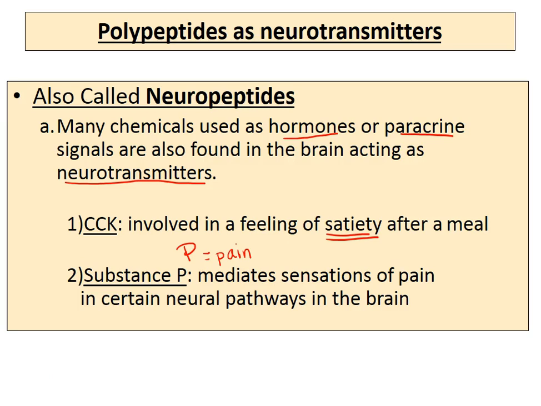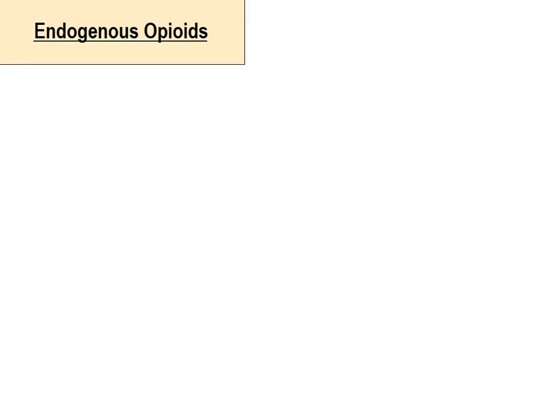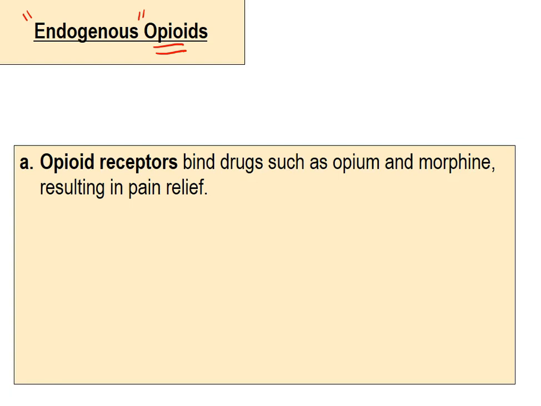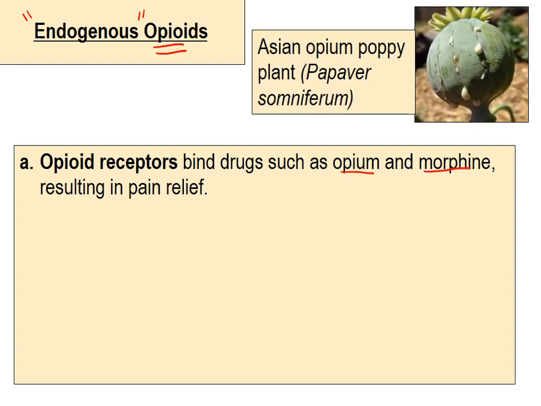And then in another class of neurotransmitters, you have the endogenous opioids. Endogenous meaning your body makes them, and opioids meaning that they are sort of like opium. The opioid receptors are so named because they bind to drugs like opium and morphine, which then results in pain relief. And there's a picture of the Asian opium poppy plant, Papaver somniferum, from which opium is isolated.